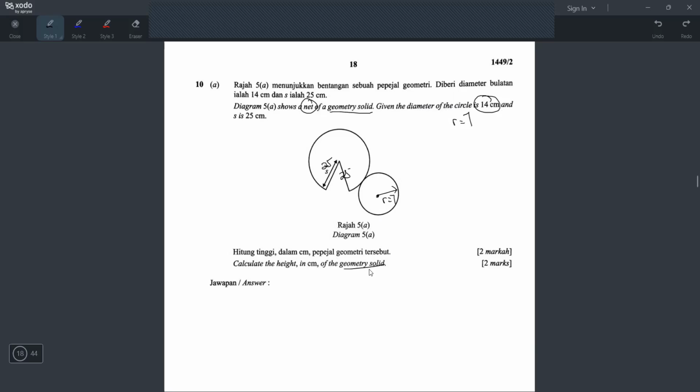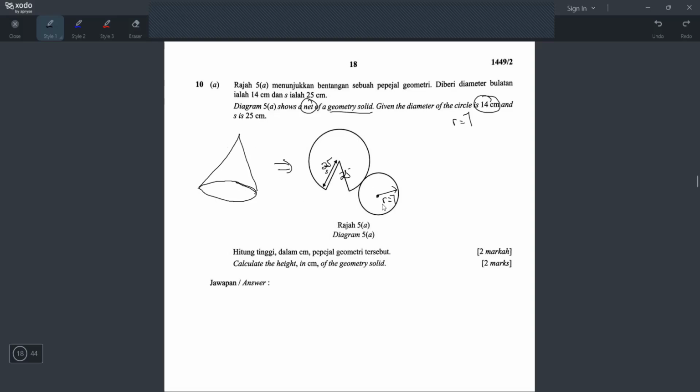Okay, before I even find the height of the geometry solid, I want to ask you, what shape is this? What 3D shape is this? It's a cone, right? Because only a cone consists of two surfaces. One flat surface, which is the circle at the bottom, and then one curved surface. All right. And of course, when you open the cone, it will look like this, right? It's like you will get a sector shape and this is the base, right? So this is definitely a cone.